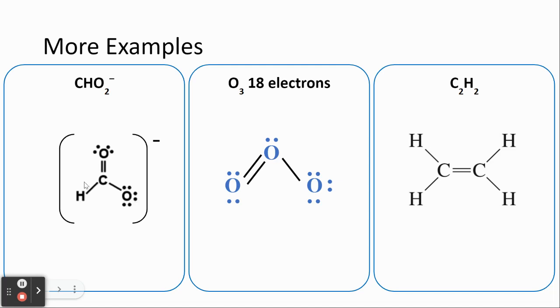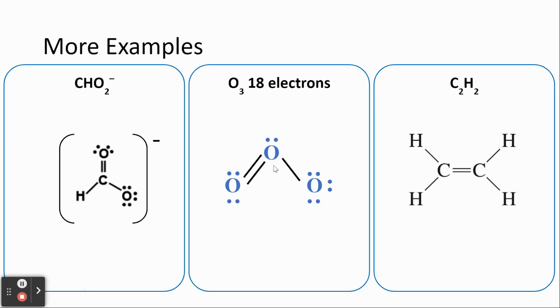Hydrogen is stable with 2. Oxygen is stable with 2, 4, 6, 8 electrons. Carbon is stable with 2, 4, 6, 8 electrons. And oxygen is stable with 2, 4, 6, 8 electrons. And this is an ion with a -1 charge, so we're going to put our brackets and put that minus charge, which means that this structure gained an electron from somewhere else in order to make all the atoms stable in our Lewis structure.